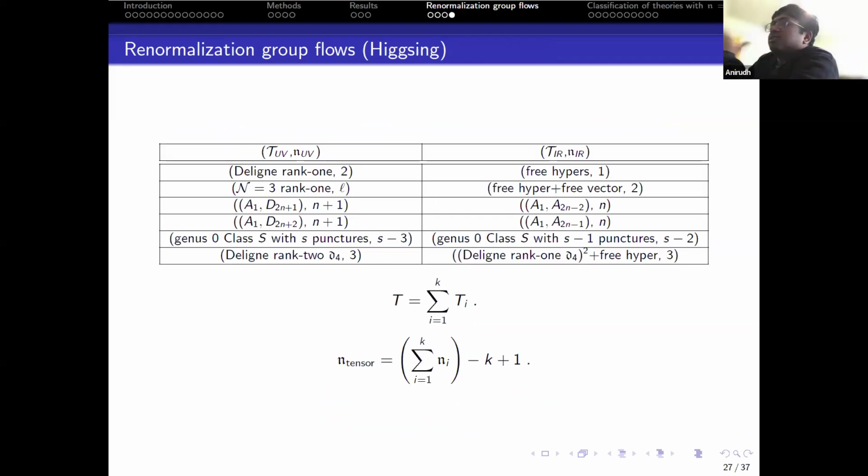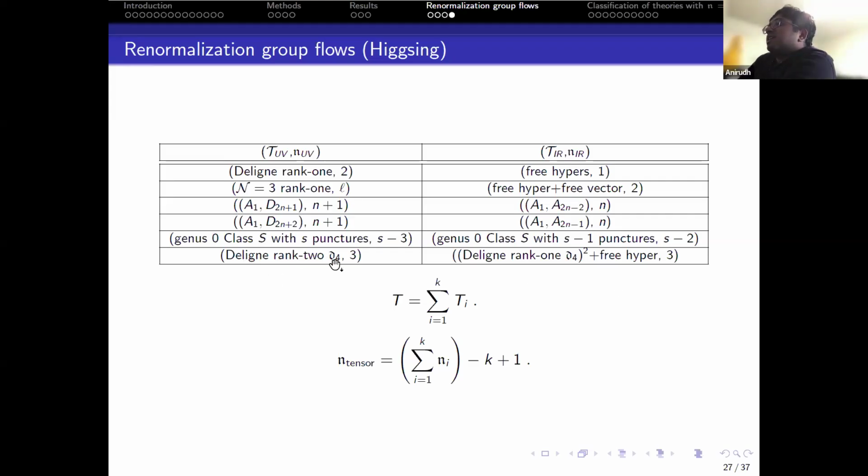Then this is a set of examples for the Higgsing case. So you move on the Higgs branch. For example, if you take Deligne rank 1 theories, you just find free hypers in the infrared. And for Deligne rank 1, the UV nilpotency index was 2, and the infrared nilpotency index was just 1. For rank 3 theories, you find a bunch of free hypers and free vectors. So if you have a bunch of free hypers and a single free vector, the nilpotency index is 2. So in all these examples, there are these decoupled free sectors.